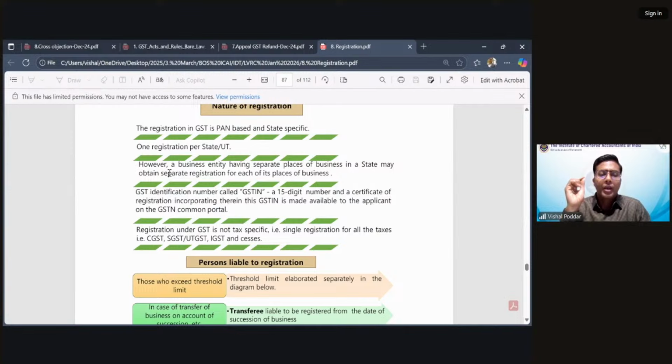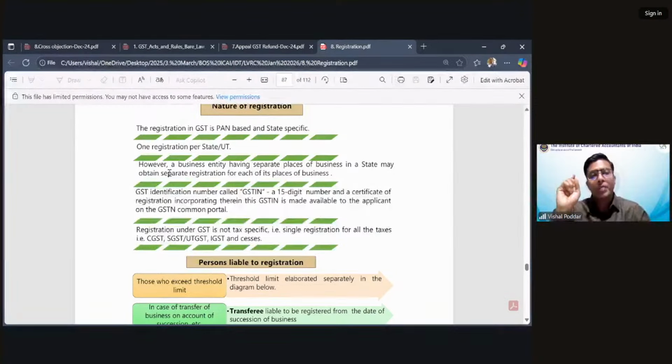It means the law has given you the choice that if you want, you can take registration for each of your offices separately in the same state. Or the second option is you can take one registration and cover all the offices in that one registration. Now, how will this be done? This will be done by taking one registration, treating one of the offices as the principal place of business and the remaining offices as additional places of business.